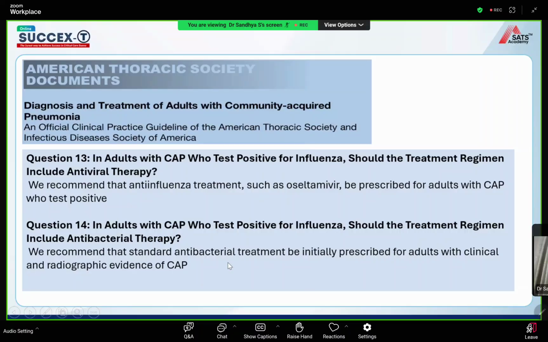This is because there is a high incidence of secondary bacterial infection, especially with MRSA, in patients with influenza. If the patient is not showing any evidence of bacterial infection, maybe after 48 to 72 hours, you are advised to stop the antibacterial therapy. But in the initial days, you are supposed to start antibacterial therapy along with the anti-influenza therapy. It also recommends that even if you are unable to do the test, if it is an endemic area or if there's a sudden outbreak of influenza, you are justified in starting an antiviral therapy.